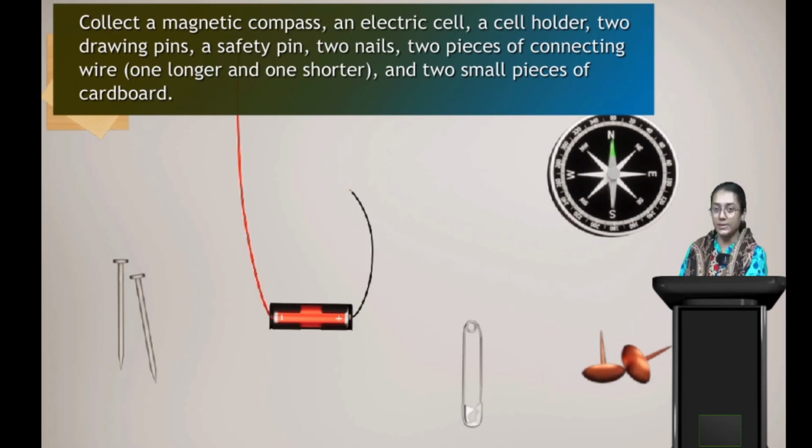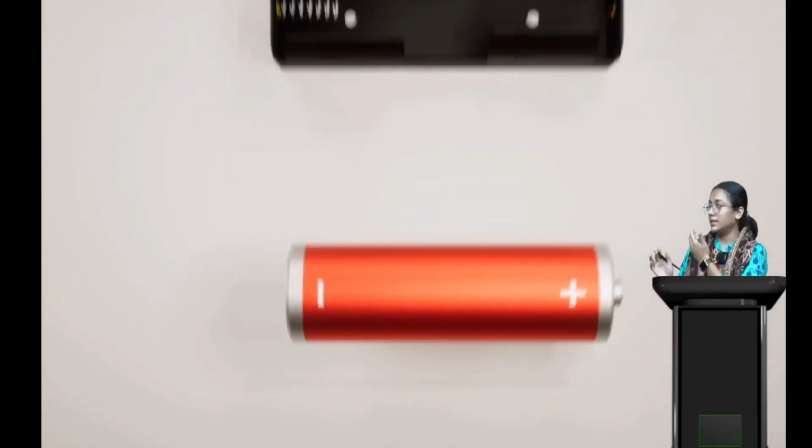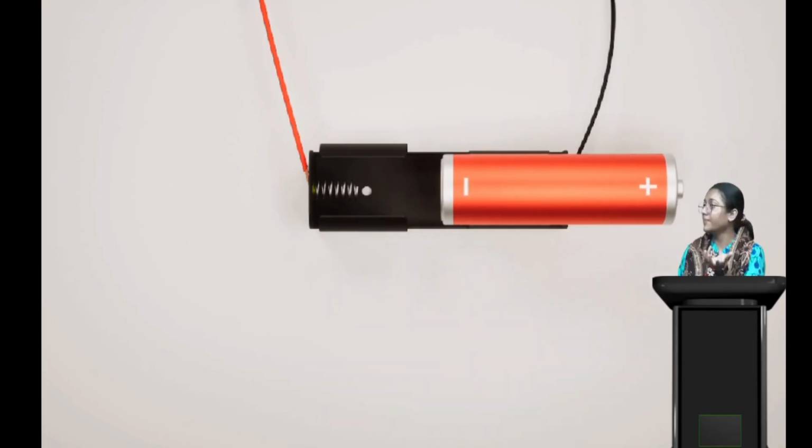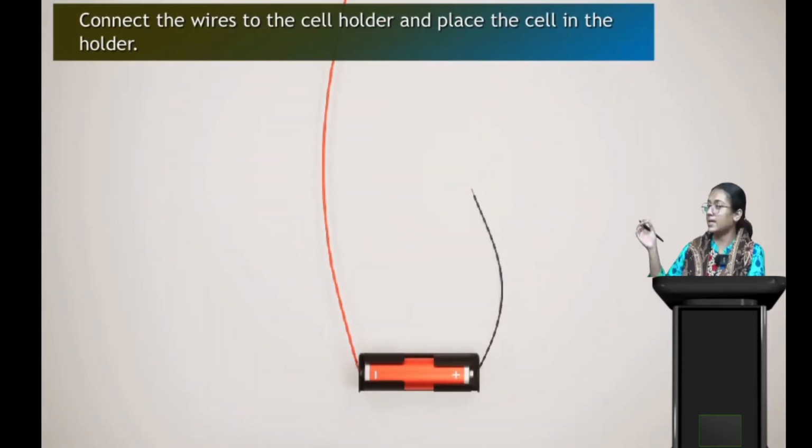Okay, two drawing pins, a safety pin, two nails, two pieces of connecting wire. One has to be longer in size and the other one shorter in size, and two small pieces of cardboard. Clear? Now, see, this is the battery or cell. We will put the electric cell or the battery inside the cell holder.